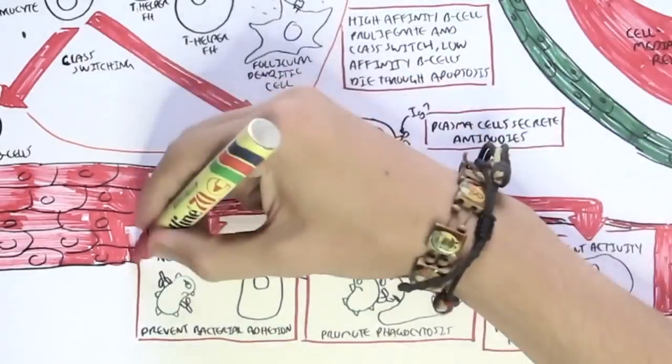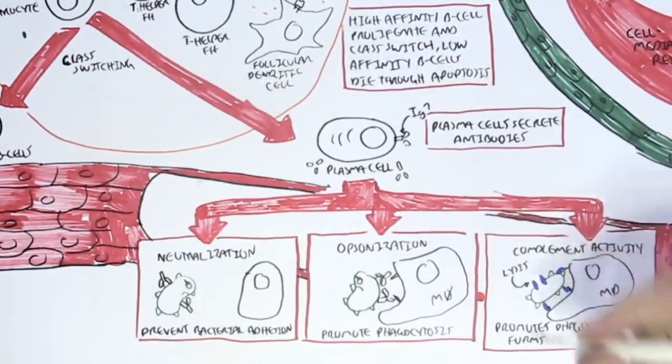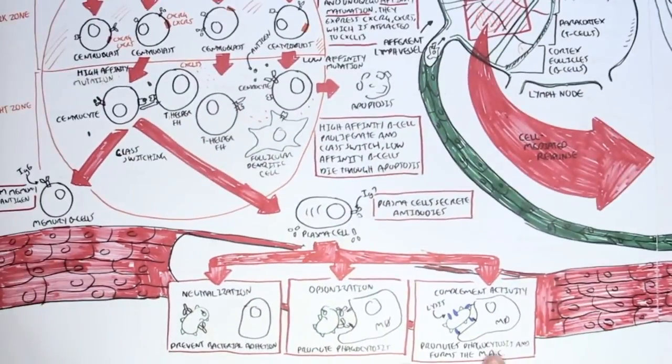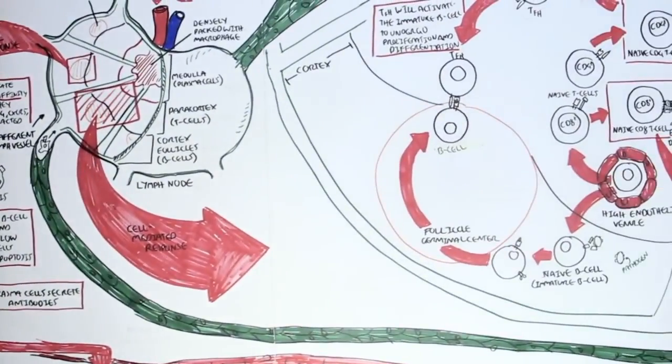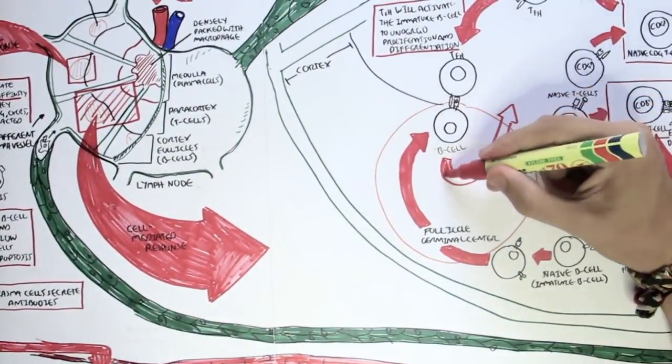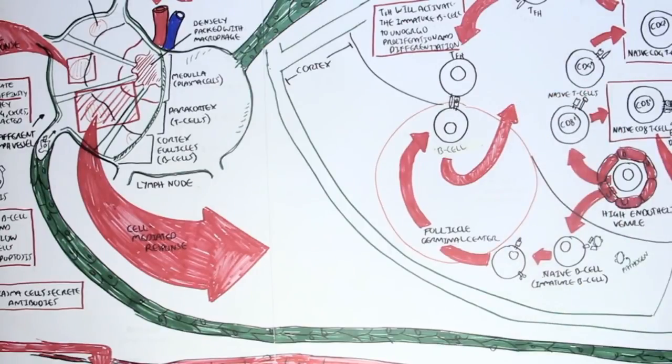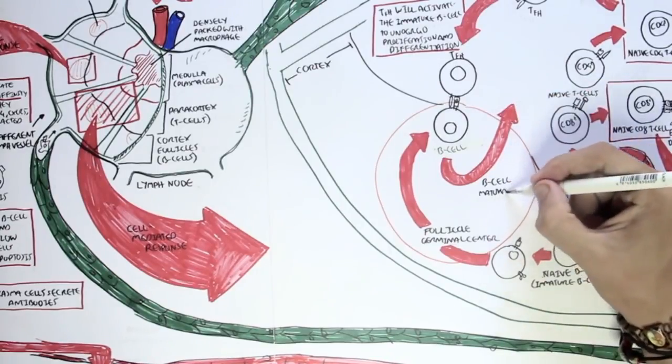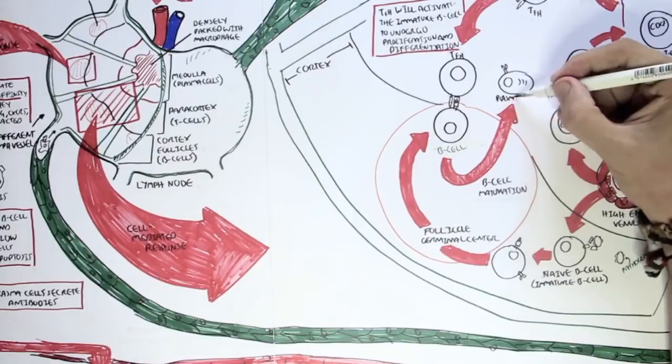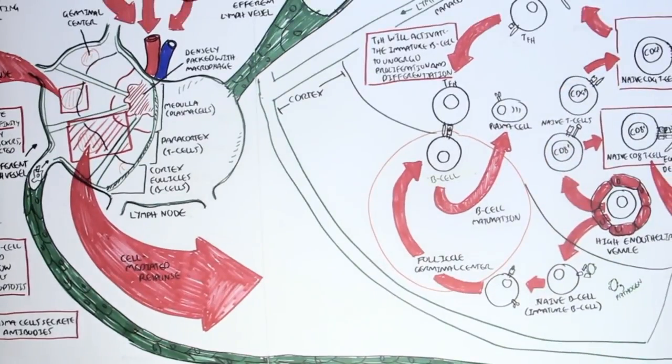Now, we will not follow the memory B cell, but we will follow the plasma cell. This plasma cell is a long-lived plasma cell. So let's go back to the big picture here. So the immature B cell undergoes maturation into plasma cells, long-lived plasma cells. And these plasma cells will travel into the lymph vessel.